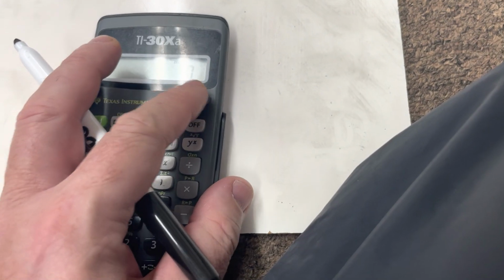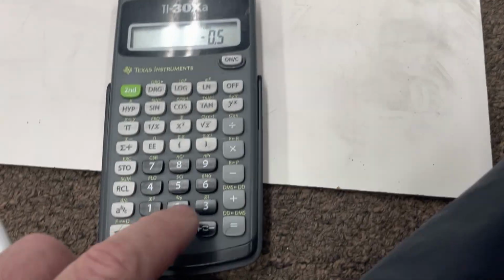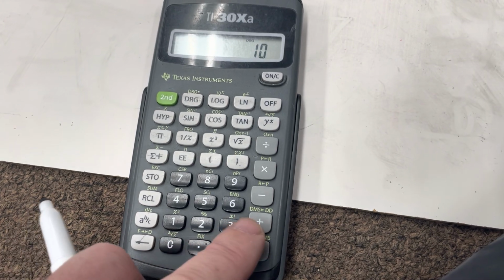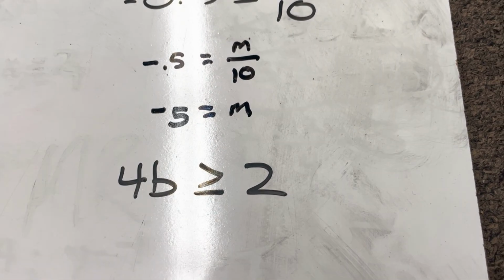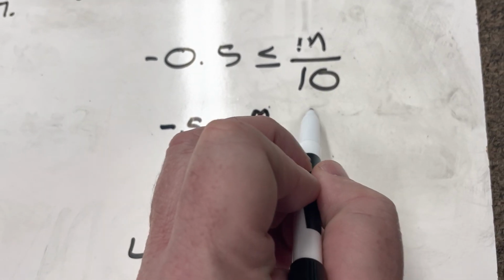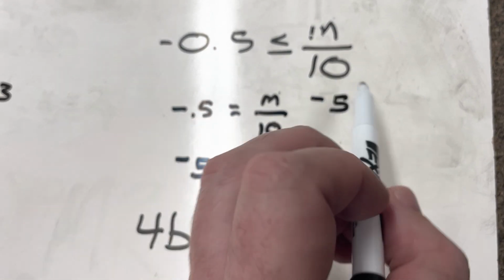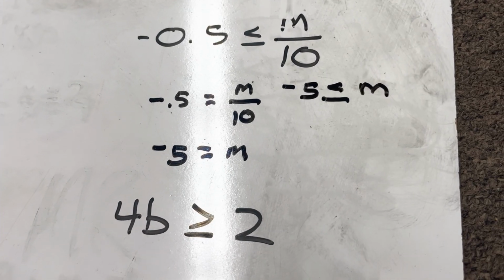So I'll go into my calculator, negative 0.5, since it's a -0.5, times 10, that equals -5, as it should. So that tells me that m equals -5. But remember what I want to think of this as. I want to think of this as -5, and I'm going to replace this with the inequality sign, is less than or equal to m.